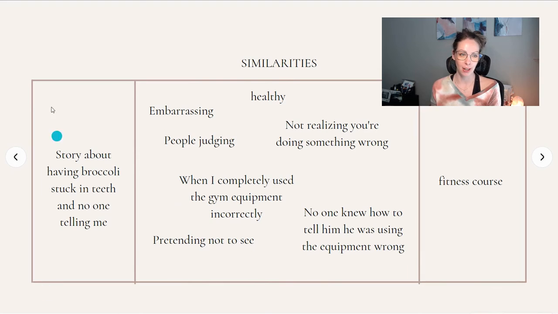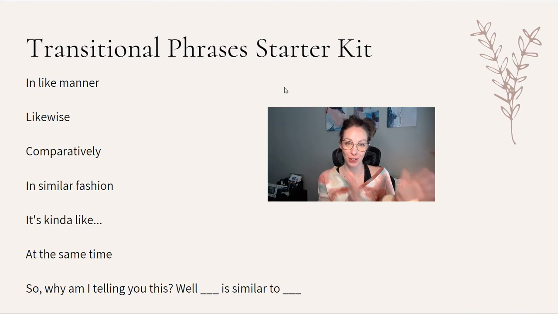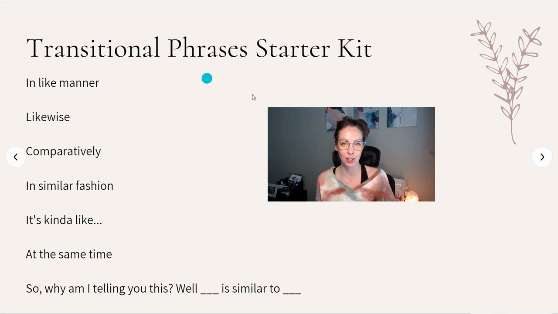So anything goes, right? Anything in this here. But you just create a table, put the story here, the offer here, and then just start brain dumping whatever comes to mind. Okay, and now you have your story, you have your offer, and then you did that big brain dump of all of the similarities between the two. The next thing you're going to want to do is take a look at this transitional phrases starter kit. These are transitional phrases you can use to start linking the two ideas. Some of the transitional phrases include in like manner, likewise, comparatively, in similar fashion, it's kind of like, at the same time.